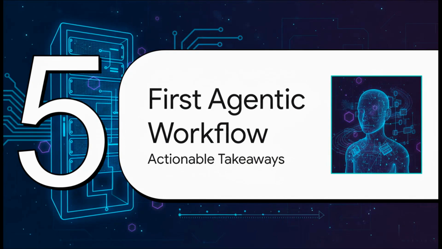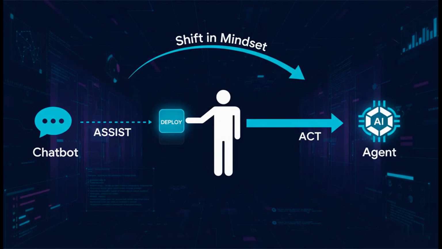So keeping all those challenges in mind, how do you actually get started? That brings us to our final section, your first agentic workflow. How do you start experimenting with this new paradigm without over-engineering something or accidentally racking up a huge cloud bill? The very first thing to do is to really internalize that mindset shift we started with. We are moving from building tools that assist our developers to architecting autonomous systems that can act on their behalf. Just keep saying it. Chatbots assist, agents act.